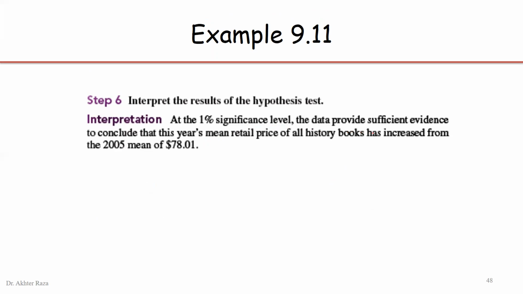At a 1% level of significance, the data provides sufficient evidence to conclude that this year's mean retail price of all history books has increased from the 2005 mean, which was 78.01. This is the end of the critical region approach. A few more examples are in this presentation that you have to cover yourself.